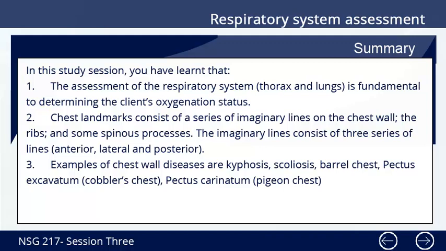Number 3, examples of chest wall diseases are kyphosis, scoliosis, barrel chest, pectus excavatum, that is cobbler's chest, pectus carinatum, that is pigeon chest.